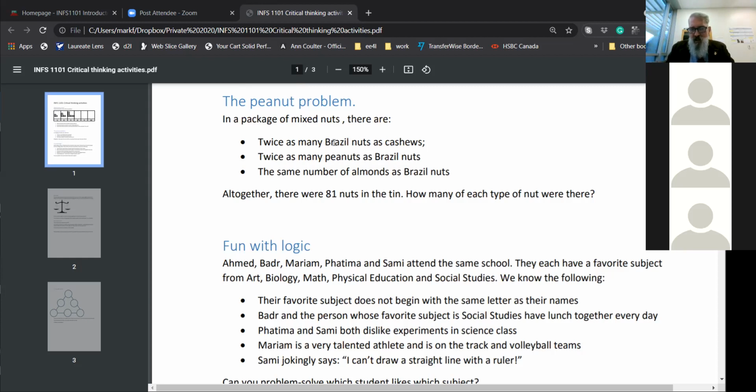So what I can see here is the number of Brazil nuts is equal to 2 times the number of cashews. We could say that B is equal to 2C. And then if P is the number of peanuts, P is equal to 2B. And A for almonds is equal to B for Brazil nuts. Now, I think what you need to do is see if you can find something in common. This is a type of problem that is mathematical. The way you would solve this, I think they call simultaneous equations. So what we could say is if we took all the nuts, the C plus the B plus the P plus the A, that's all going to be equal to 81.